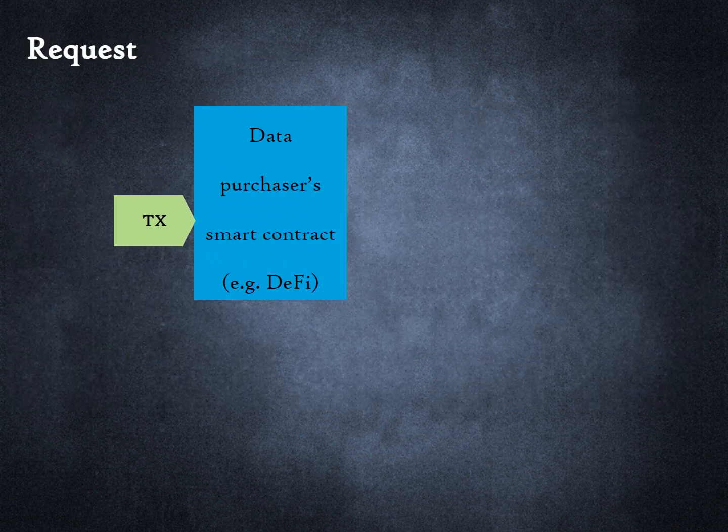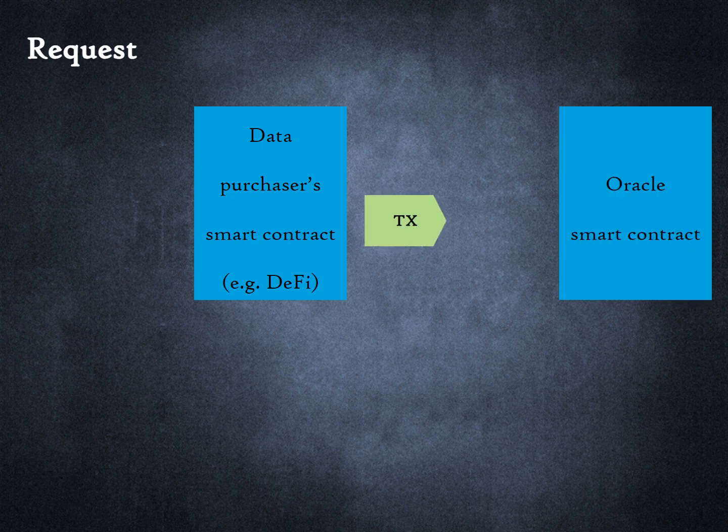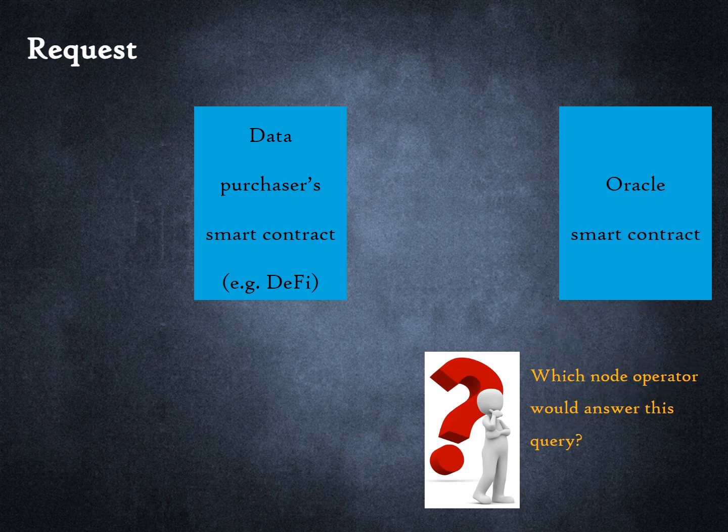The process begins with a transaction reaching the smart contract of the data purchaser. Let us say in this case, it is a DeFi app. The smart contract realizes that external data is required. Hence it sends a transaction to an oracle-owned smart contract. The oracle smart contract must decide which oracle to route the transaction to. We will review that part of the process next.